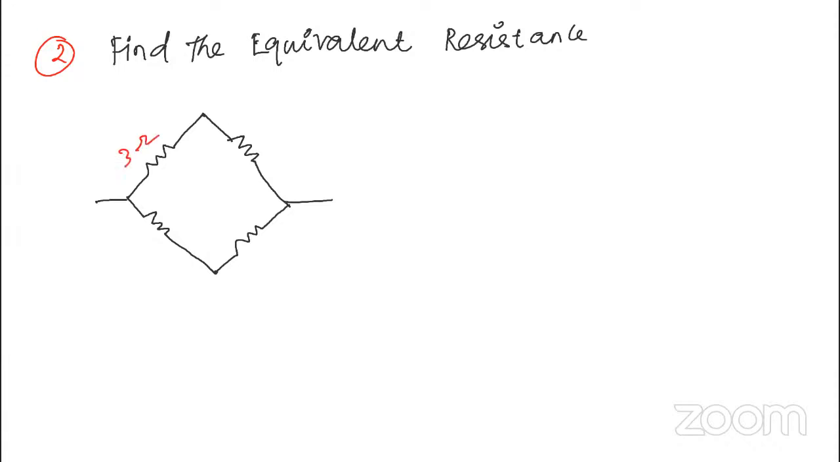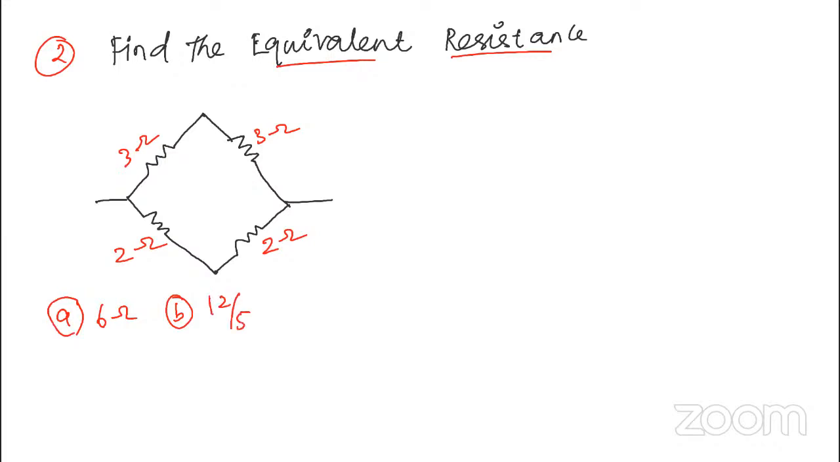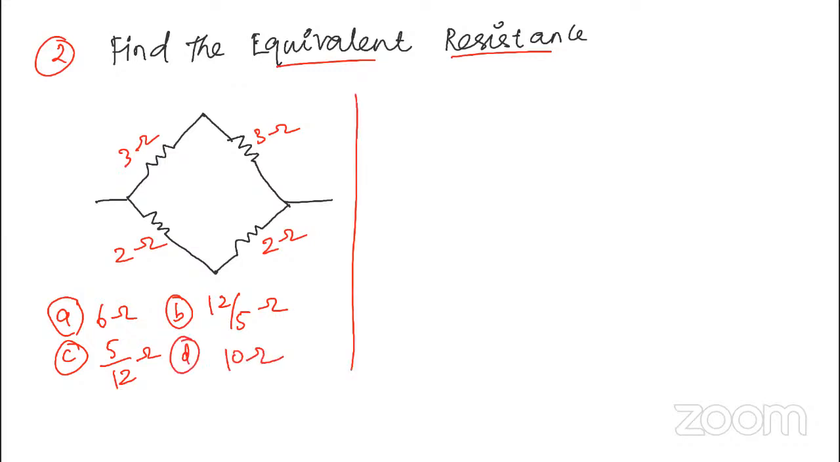Here it is 3 ohm, here it is 3 ohm, here it is 2 ohm, and here it is 2 ohms. Okay, so find the equivalent resistance. The options given are option A, 6 ohm; option B, 12 by 5 ohm; option C, 5 by 12 ohms; and D, 10 ohm. So find the equivalent resistance.